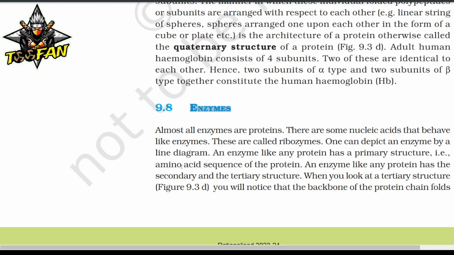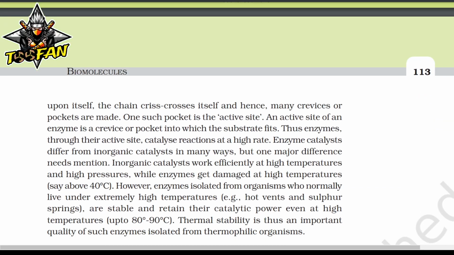When you look at the tertiary structure, you will notice that the backbone of the protein chain folds upon itself. The chain crisscrosses itself, and hence many crevices or pockets are made. One such pocket is the active site. An active site of an enzyme is a crevice or pocket into which the substrate fits. Thus, enzymes, through their active sites, catalyze reactions at a high rate. Enzyme catalysts differ from inorganic catalysts in many ways, but one major difference needs mention.